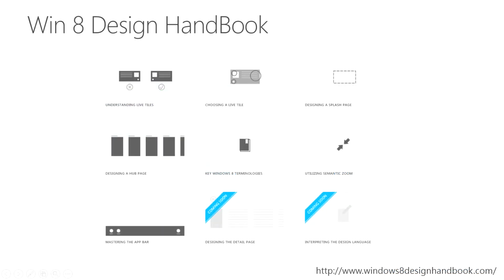We also have a design handbook that shows you how to go about understanding live tiles, choosing a live tile that would complement your application, that would make good use of the content you're providing. Designing a splash page, that is the screen people see when your app is loading all of its features. Designing the hub page, key Windows 8 terminologies, etc. And this design handbook is available at the site provided down here. So when I provide the resources to this lesson, you can simply go to the site and take a good look at it.